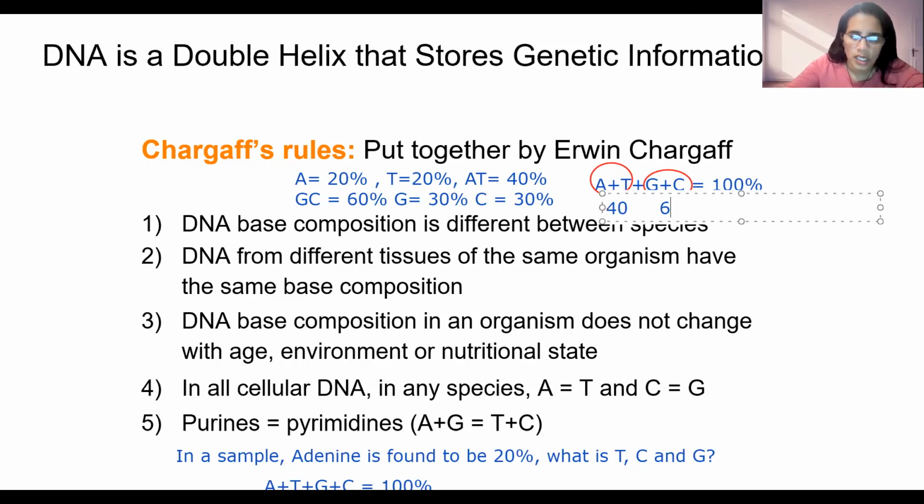40, 60. Now 16, two things, so G and C are equal to each other. So G plus C is 60. So G should be 30 and C should be 30. Okay, that's how you do it.